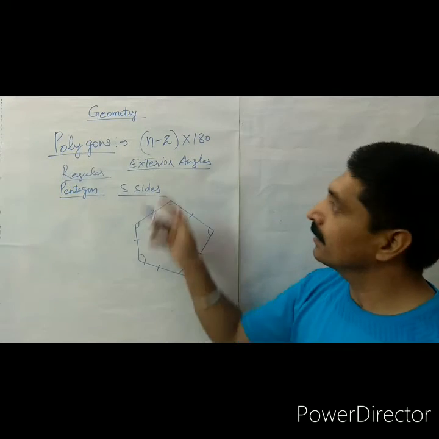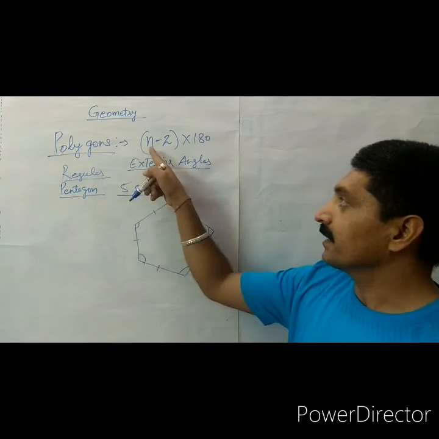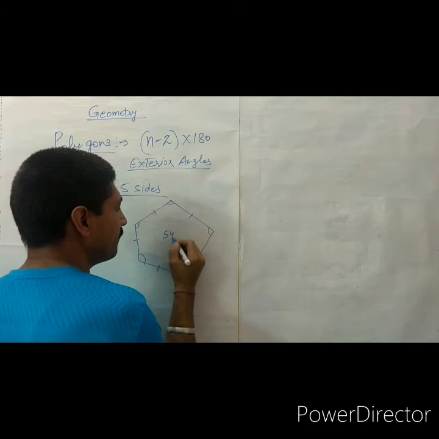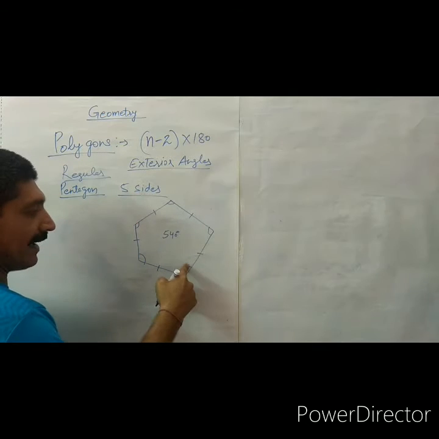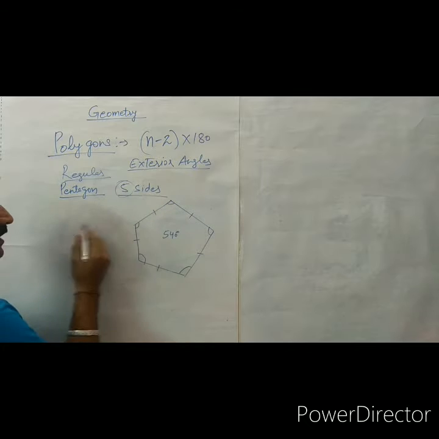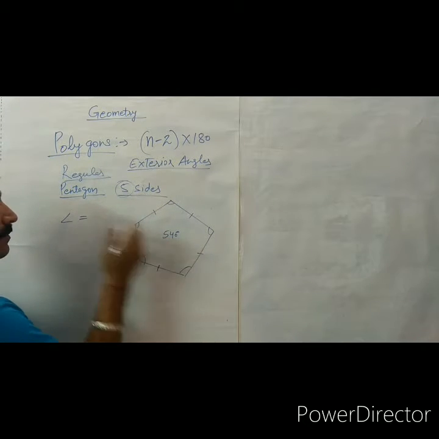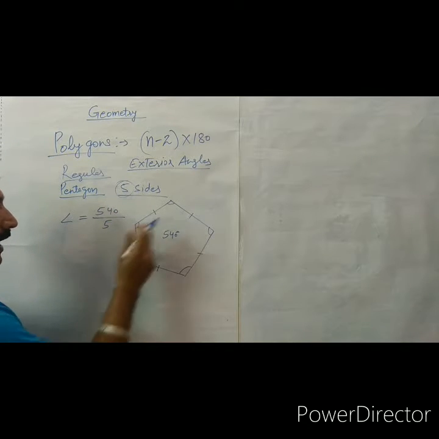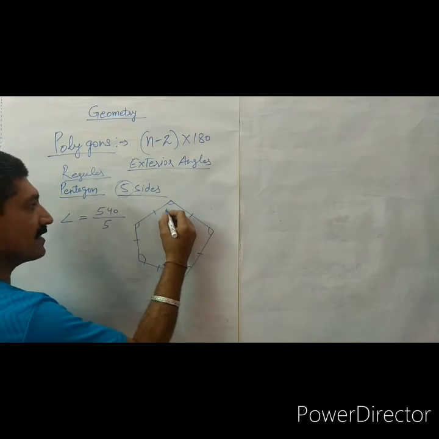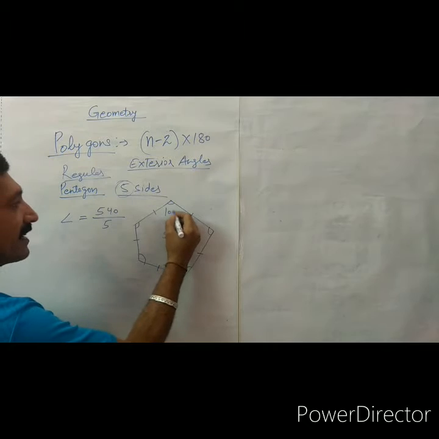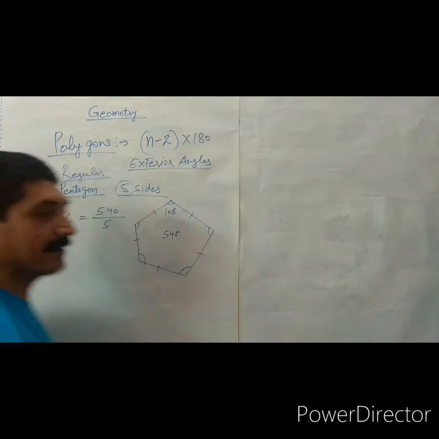So how to find the angle? Total sum is 5 minus 2, that is 3, so the total sum is 540 degrees. Now what about the angle? Here the number of sides is 5, so we will divide. The angle measure is the sum, that is 540, divided by the number of sides, 5. So the angle here is always 108 degrees. Every angle is 108 degrees.